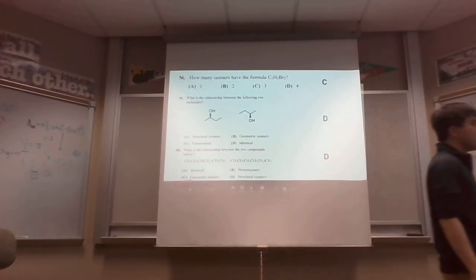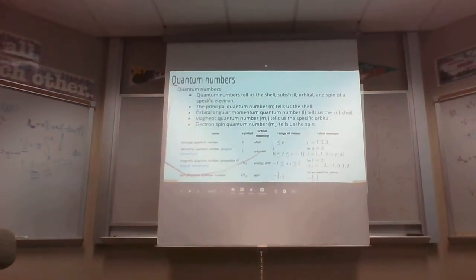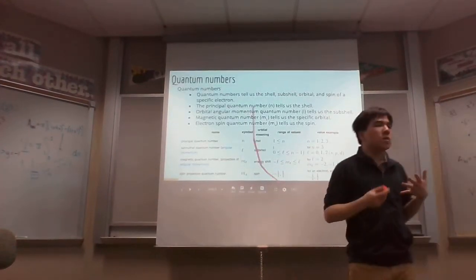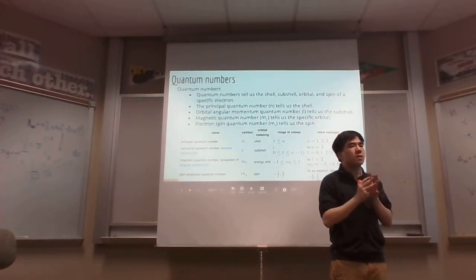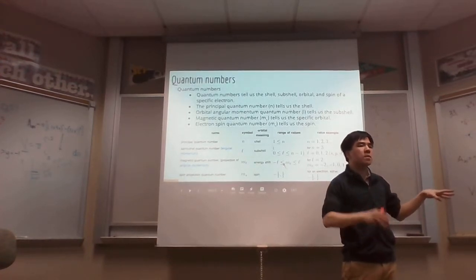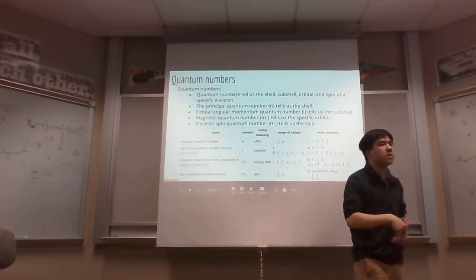Okay, next slide. What is the difference between stereo and structural isomers? There are two types of stereo isomers. They have to do with different bonding. So there are geometric isomers and optical isomers.